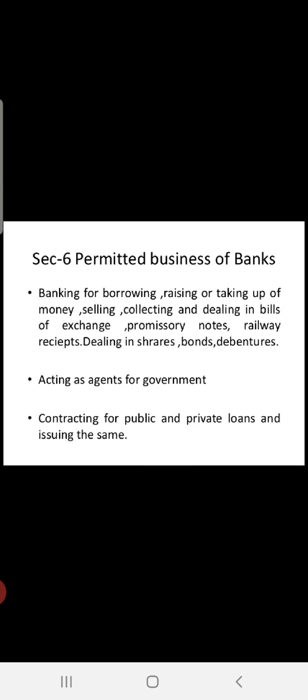Now we are going to study some sections and subsections regarding the Banking Regulation Act. The banking business covers borrowing, raising, taking up money, selling, collecting and dealing with bills of exchange, promissory notes, railway receipts, and dealing with shares, bonds and debentures.